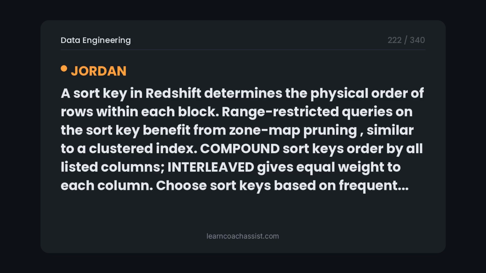What is a sort key in Redshift and how does it help? A sort key in Redshift determines the physical order of rows within each block. Range-restricted queries on the sort key benefit from zone map pruning, similar to a clustered index. Compound sort keys order by all listed columns. Interleaved gives equal weight to each column. Choose sort keys based on frequent filter and join columns.